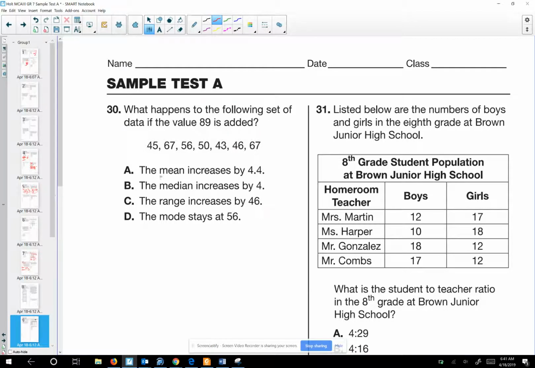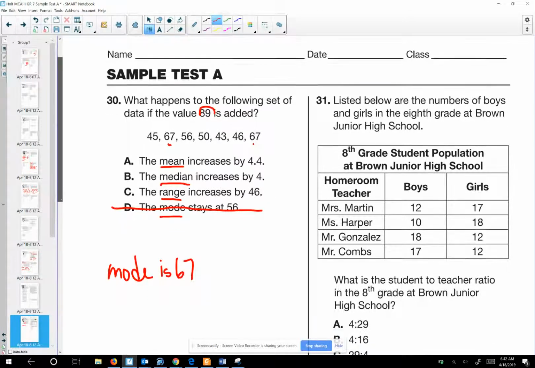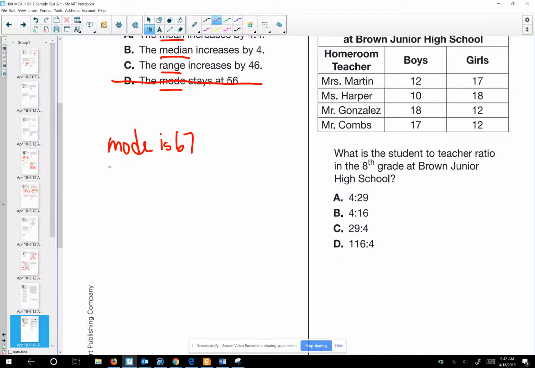Now, this one is kind of a lot of work because they're asking you questions about all of these things. Okay? You can easily look at what the mode is. I can tell right now, mode means most. The mode is 67. If you added 89 into this data set, the mode isn't staying at 56 because it wasn't 56 to start with. Okay? Here's what I want you to do though. We need to find right now the mean, the median, and the range.